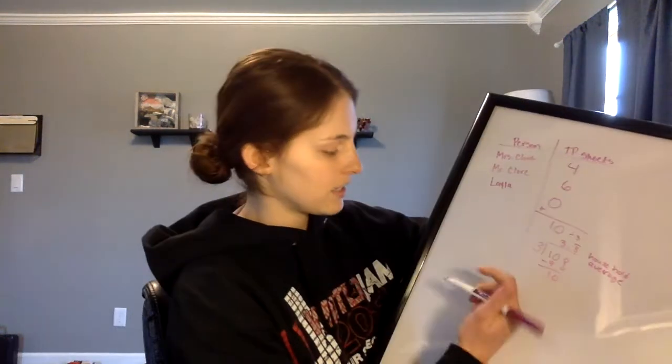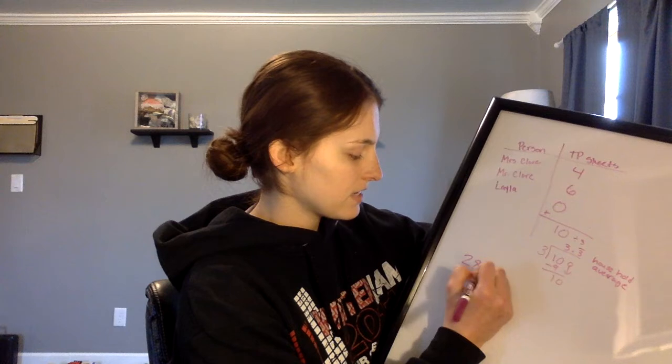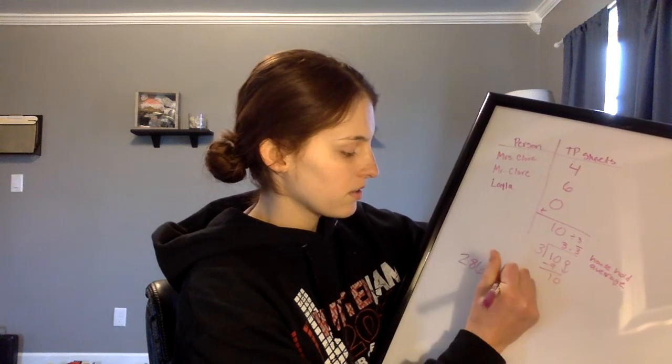So in my situation, it says that I have 286 2-ply sheets per roll of toilet paper, okay? So now I know how many sheets of toilet paper are on each roll. So I'm going to write that down. 286 per roll.